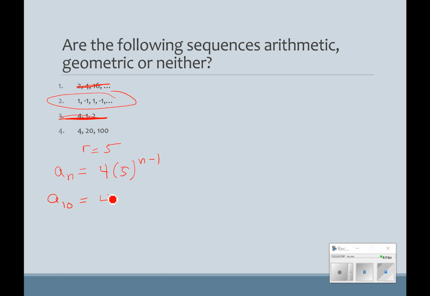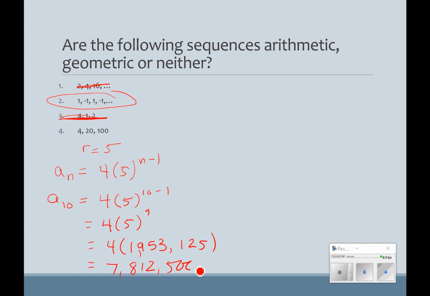So 4 times 5 to the 10 minus 1 is 4 times 5 to the 9th. According to order of operations, we've got to do exponents first. So 5 to the 9th is 1,953,125. And if I multiply that now by 4, that's going to give me 7,812,500. So you've got to follow order of operations to solve these problems.